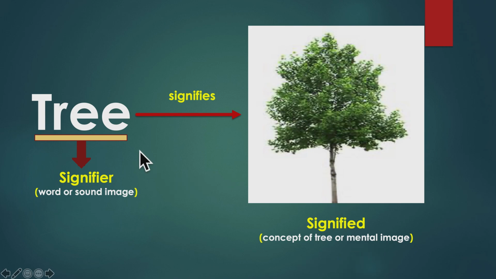So what is the signifier? The signifier is the word. The signifier is the sound image of something, and this sound image is processed in your thought and gives you the picture, the image of something in your mind. That is the mental image. That is the concept of tree. That is what is signified.